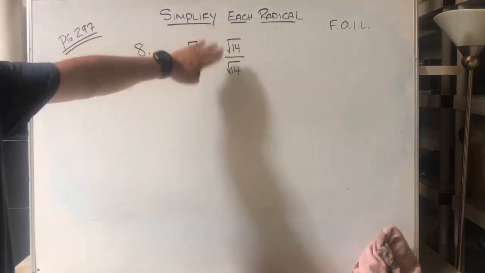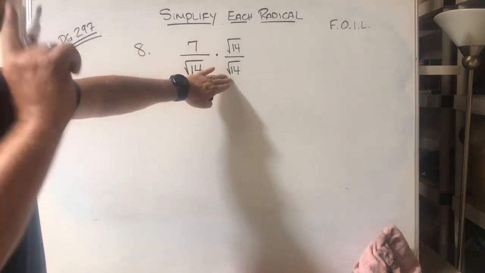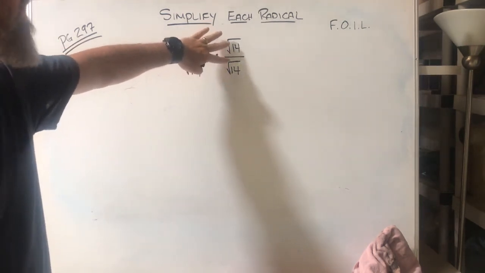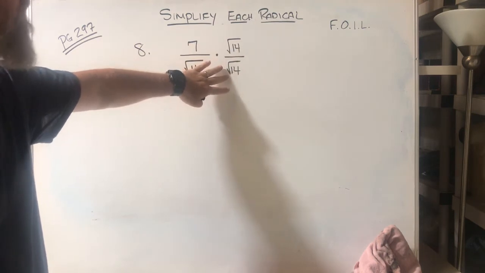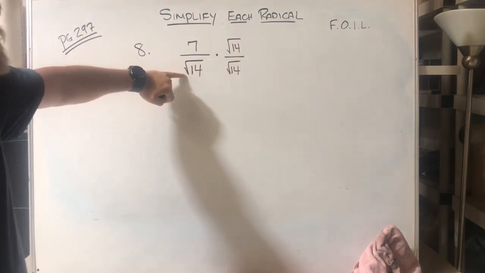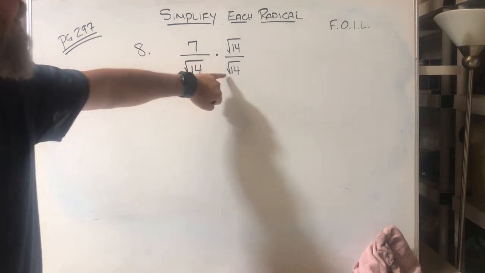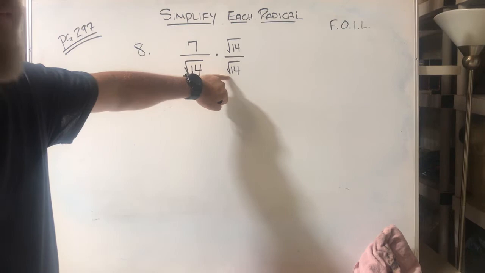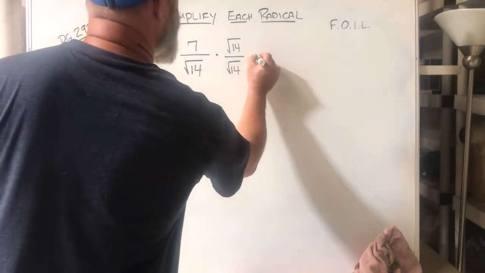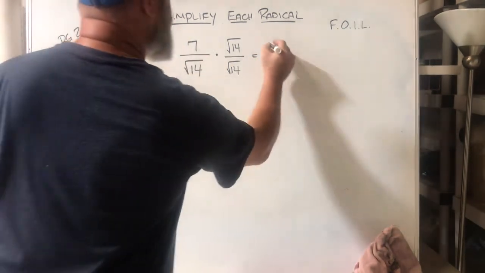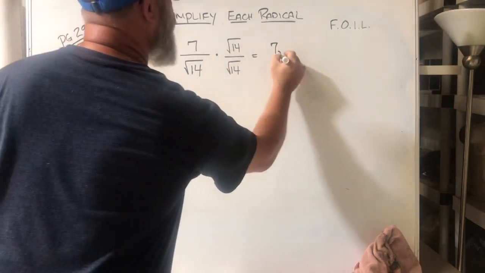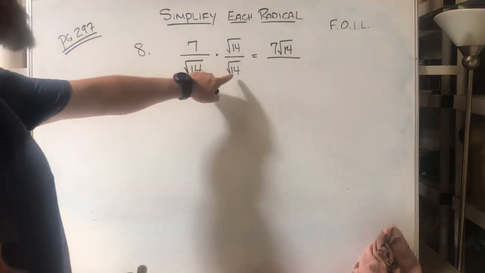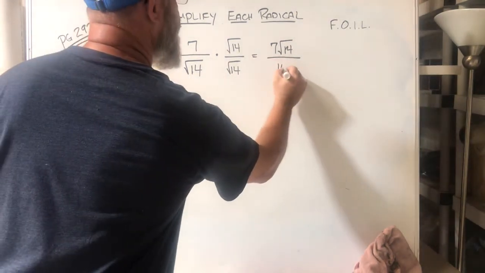Because the square root of 14 over the square root of 14 equals 1. All right? So I'm multiplying this by 1, but we're going to use square root of 14 over square root of 14 because if I multiply the square root of 14 times the square root of 14, what do I get? I get 14. Okay? So this will equal 7 times the square root of 14 over square root of 14 times square root of 14, which is 14.